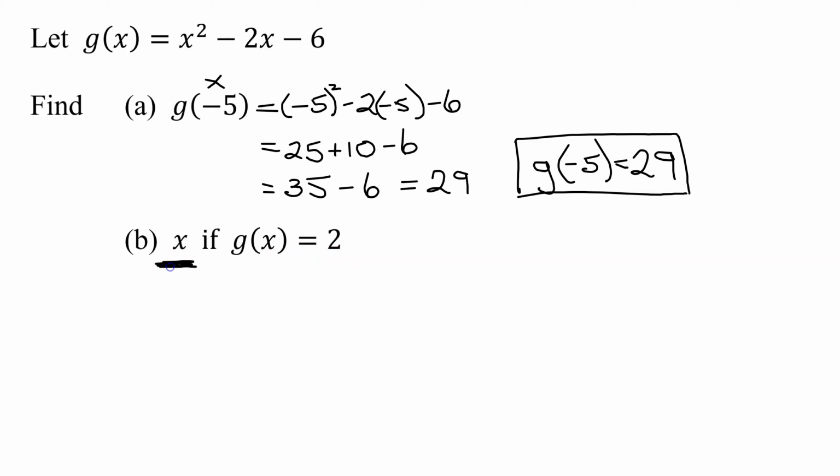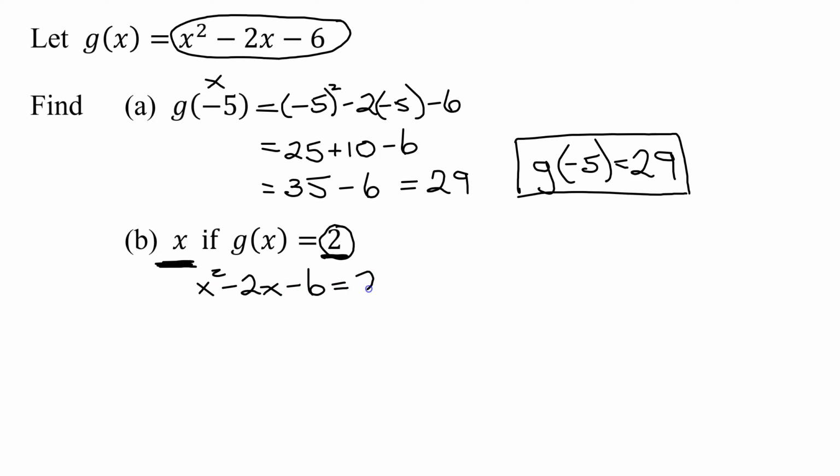In part B, we're asked to find x if g of x equals 2. Notice we're not given x, so this doesn't mean just substitute a 2 into the equation and evaluate the function. We know the value of the function g of x equals 2. So we know this expression has to equal 2. So all we do is set them equal to each other. So we get x squared minus 2x minus 6 equals 2. And now if I solve this, it will give me the values of x that make g of x equal to 2.